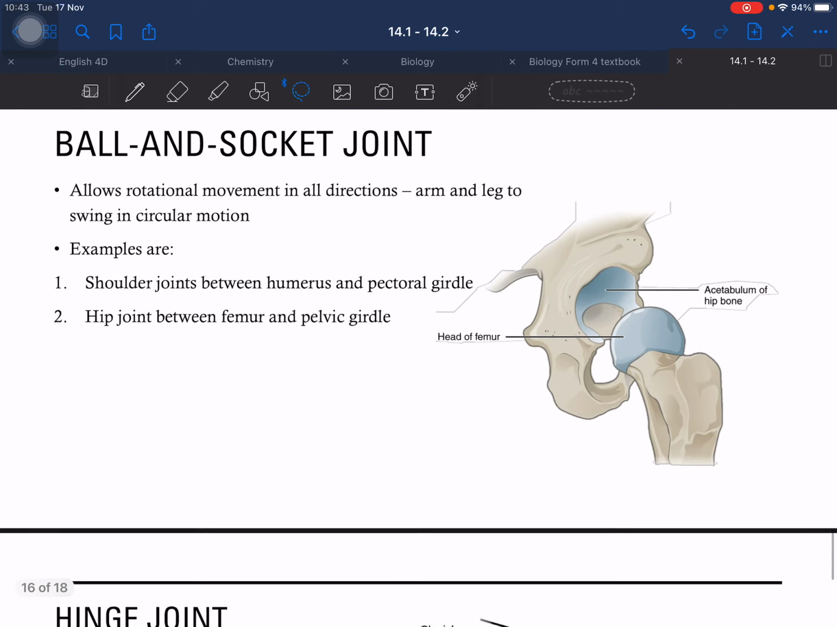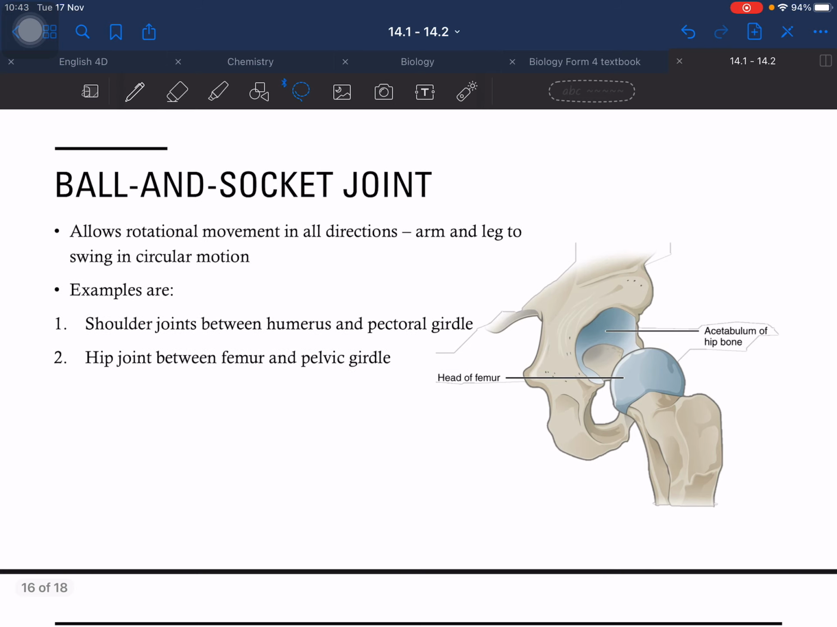So freely movable joints. Two examples. The first one would be your ball and socket joint. So this is the ball, this is the socket. So the ball and socket joint allows rotational movement in all directions. So your arm and leg are able to swing in circular motions. So examples would be your shoulder joints between your humerus and pectoral girdle. So your humerus would be a part of your arm, and your pectoral girdle would be your clavicle and that scapula, right?